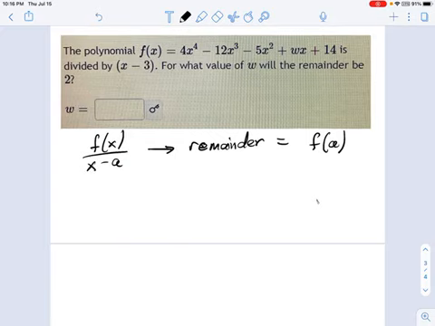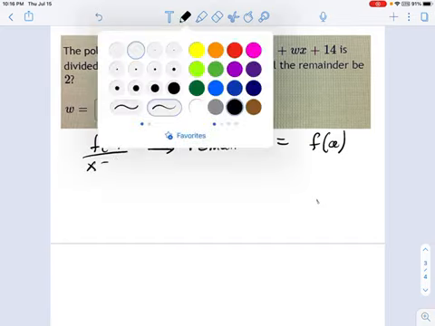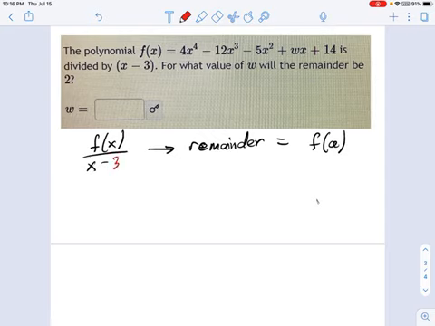Okay, so let's bring it back to our case. We're dividing this by x minus 3. So I'm going to get rid of a, and I'm putting in 3 in its place, which means over here, that is f of 3. So is f of 3 equal to 2? That's what the question is. Let's do it. Let's figure it out.